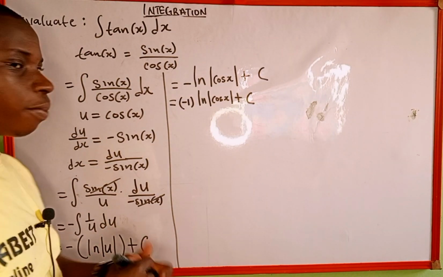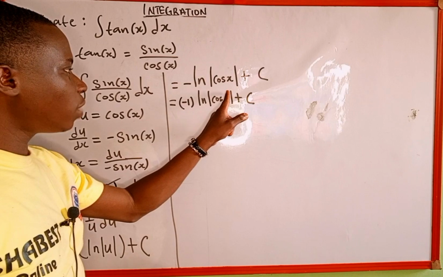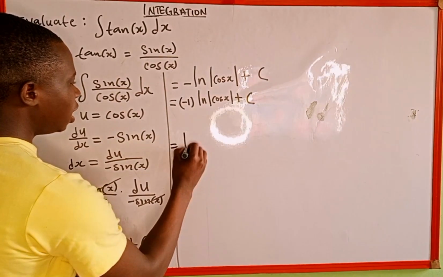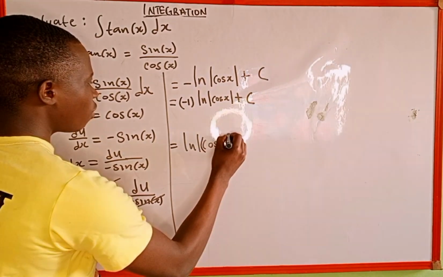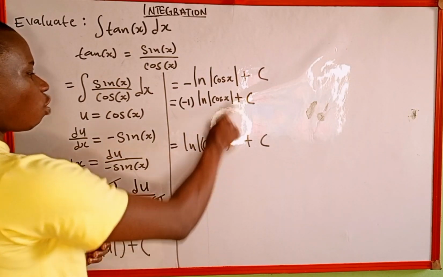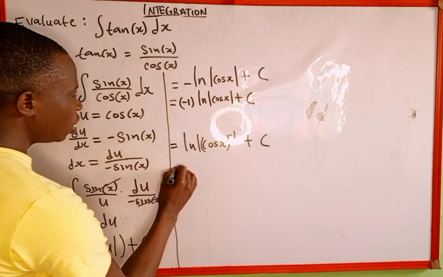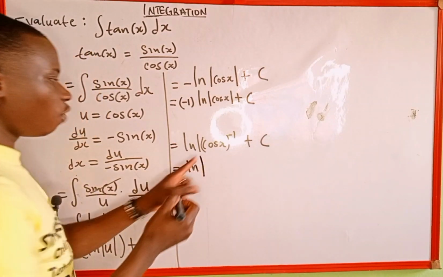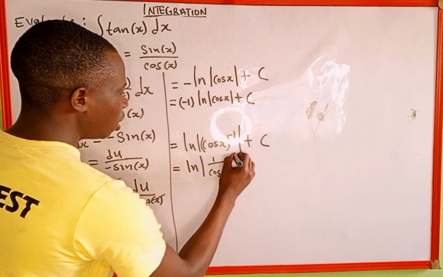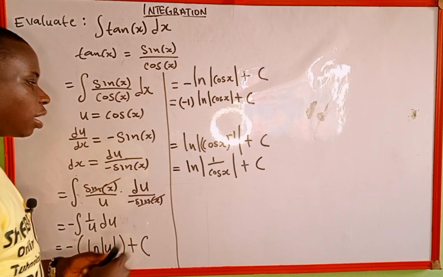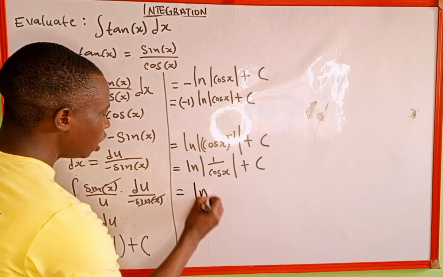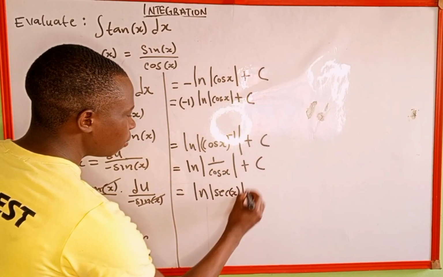But recall, according to one of the properties of ln, this minus 1 is going to go and be raised to the power of cos x. It's going to be cos x raised to the power of minus 1. So the whole of this can also be written as ln absolute value of cos x raised to the power of minus 1, then plus integration constant. Because according to the property of ln, this minus 1 as power here is going to come back to multiply the ln. We still get the same thing back. So ln of absolute value of cos x to the power of minus 1 can also be written as 1 all over cos x, then absolute value, then plus integration constant. And recall from trigonometry identity, 1 all over cos x is the same as sec x. So this is going to be equal to ln, then we replace sec x, then plus integration constant.